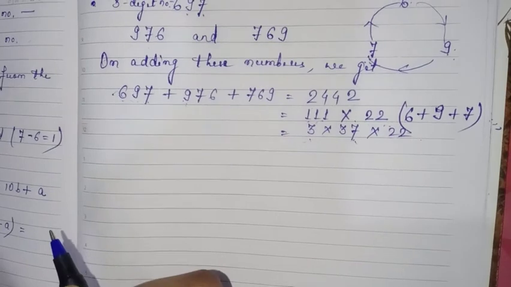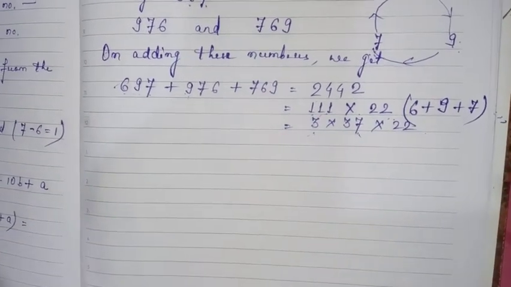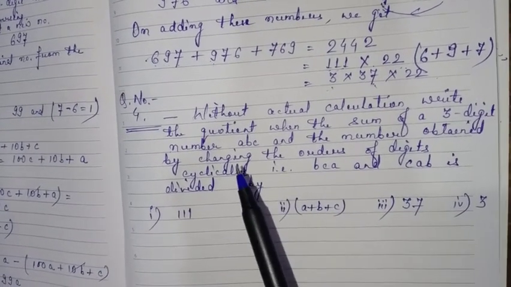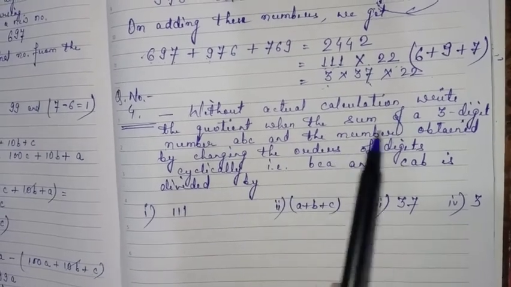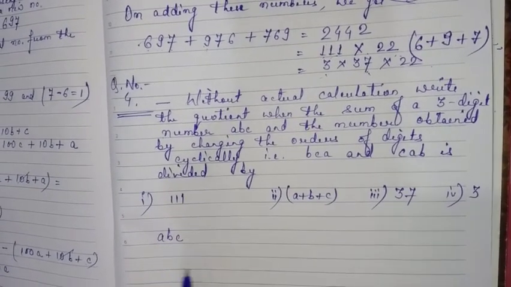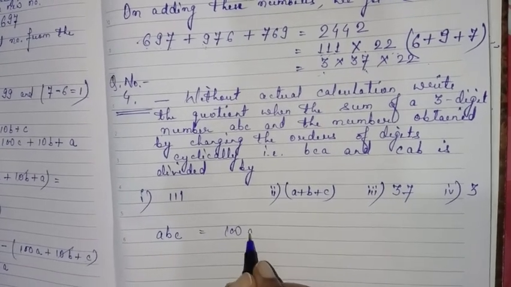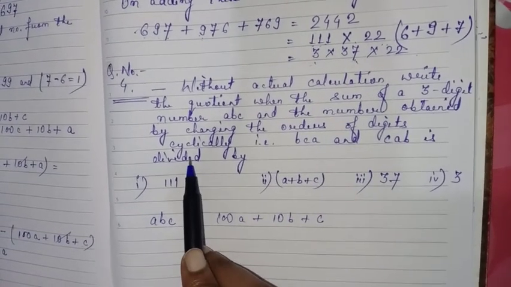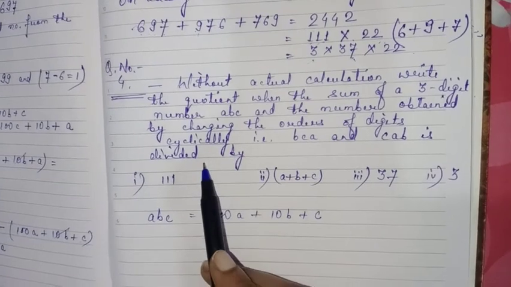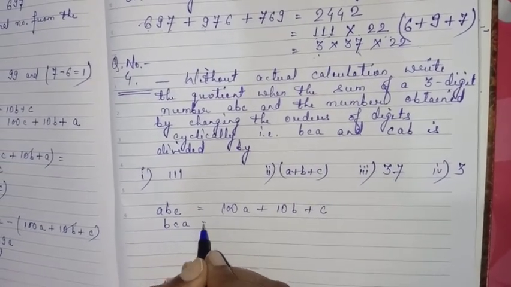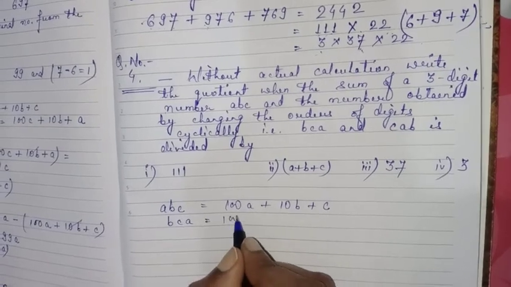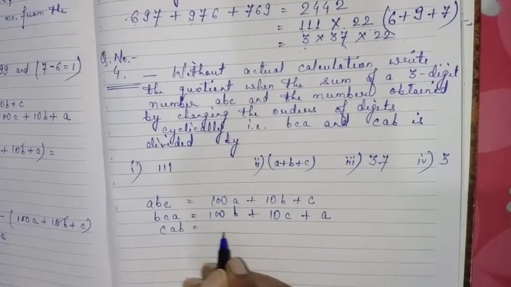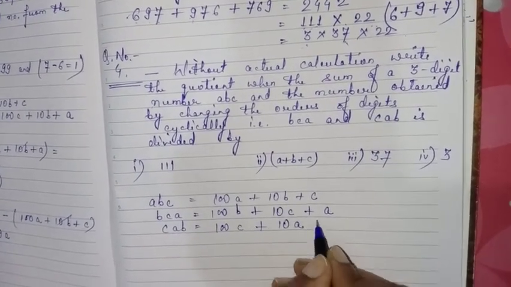Now let's solve some questions from your exercise. Question number 4, read this question. Without actual calculation, write the quotient when the sum of a 3-digit number ABC and the numbers obtained by changing the order of digits cyclically is divided. Now this is equal to 100A plus 10B plus C. If you change the order cyclically, start from B: BCA, I already told you. Then C, A and B, that is 100C plus 10A plus B.